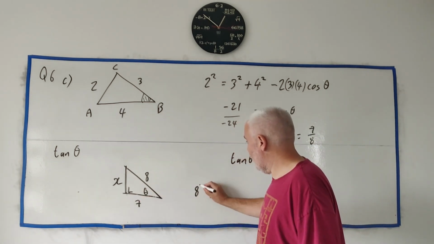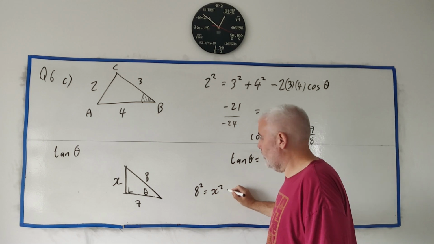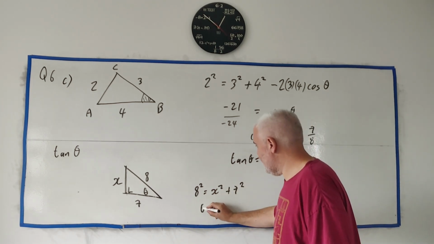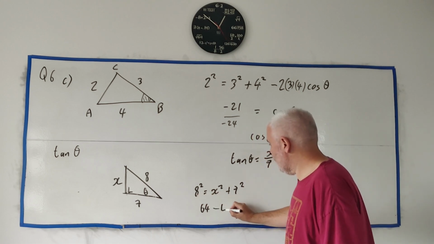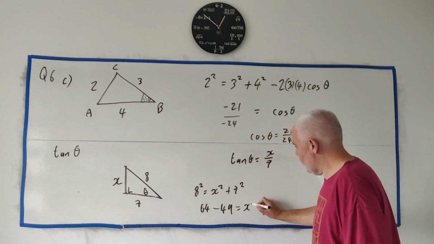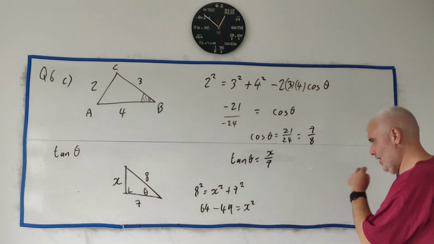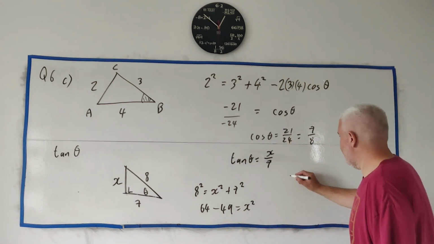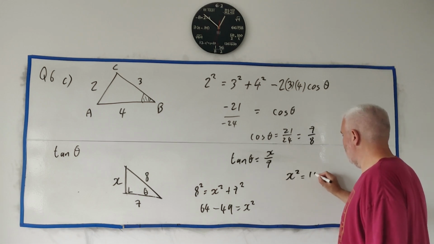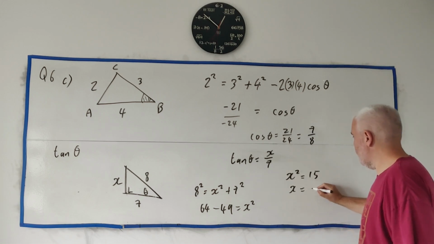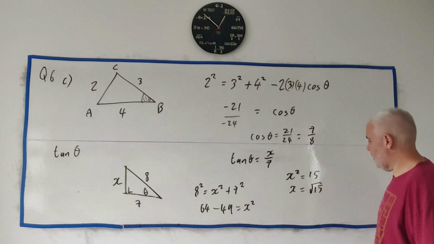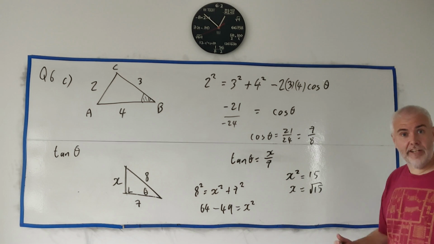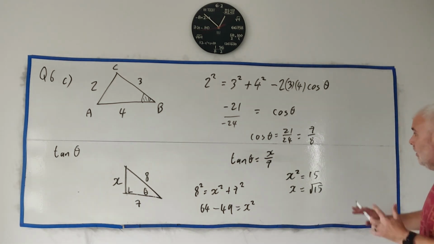This is just 8 squared is equal to x squared plus 7 squared. Or put that another way, that's 64 minus 49 is equal to x squared. What is that? Remember, we can't use a calculator, I'm afraid. So this is 15. That's x squared is equal to 15, or x is equal to square root of 15. I can't take anything out of that to make it any simpler. That's just what x is.